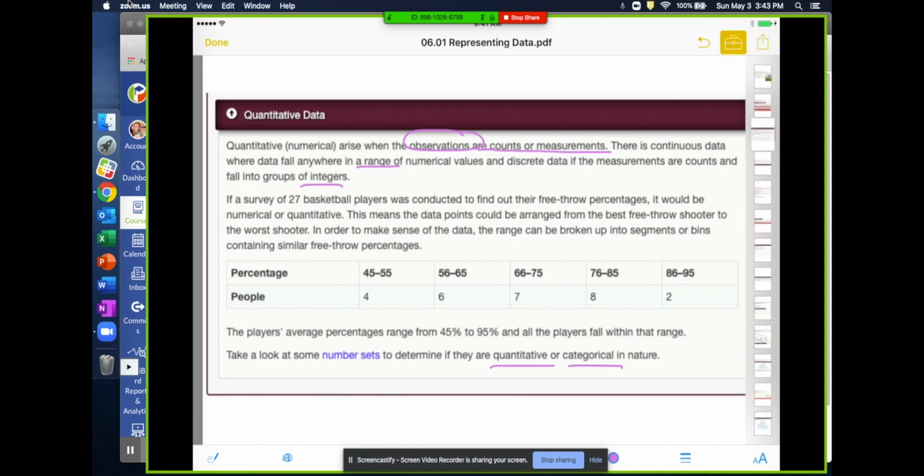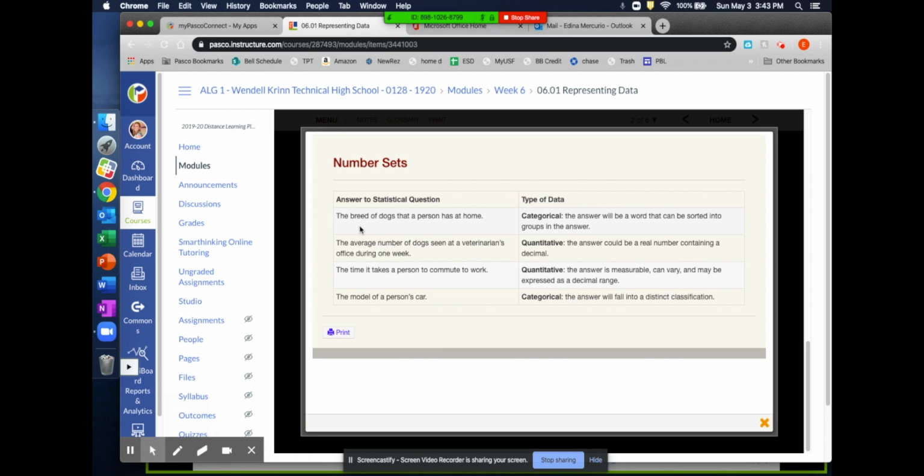So in the lesson, at the bottom, you'd click on number sets. Here's what we have. It says the breed of dogs that a person has. Well, you're classifying them into certain breeds. There's no numbers really going on here, so categorical. The average number of dogs. Average number. So we're talking about numbers here. That's going to be quantitative.